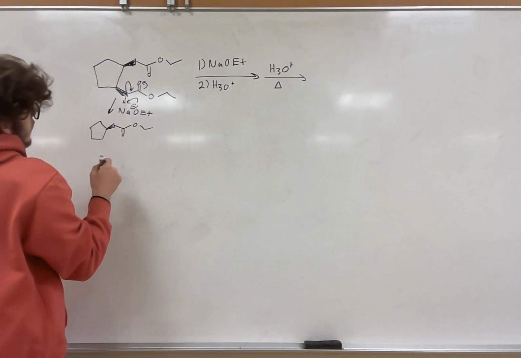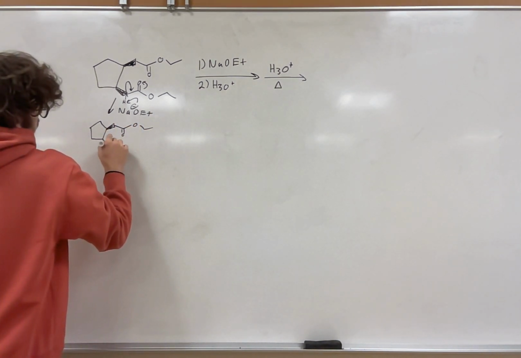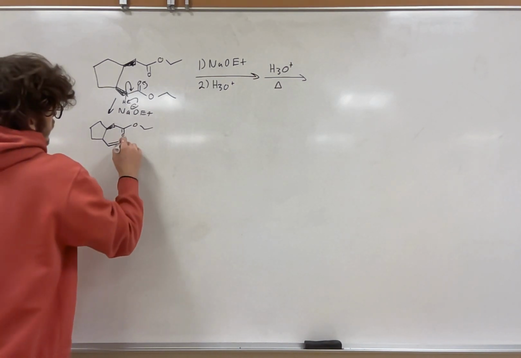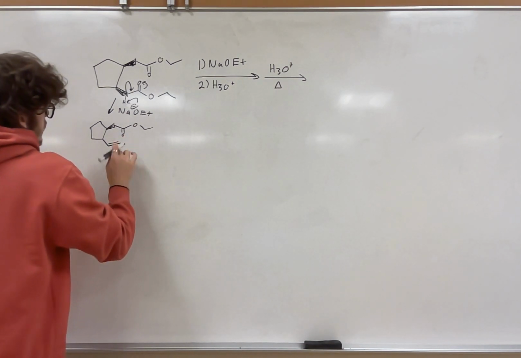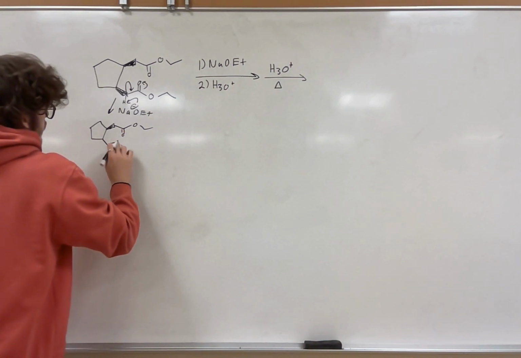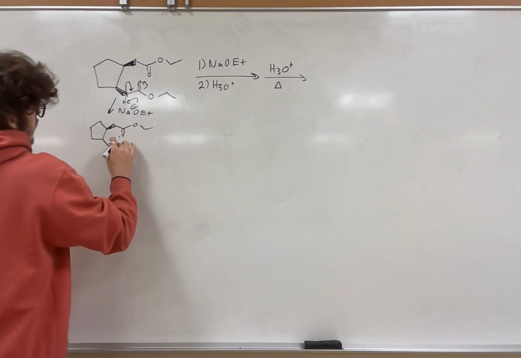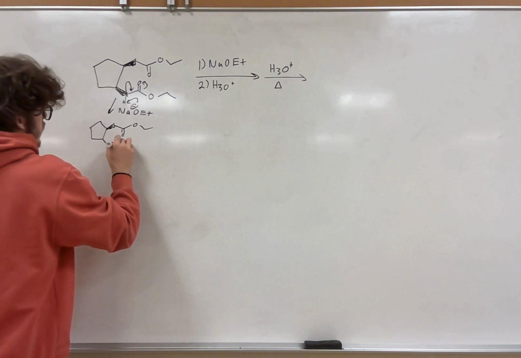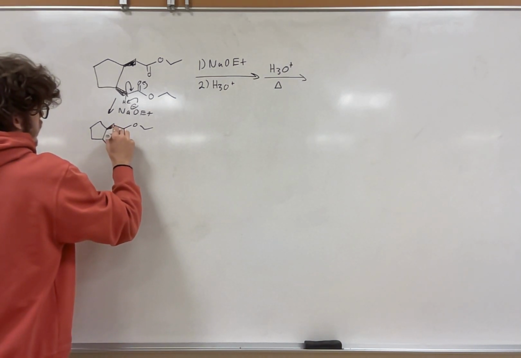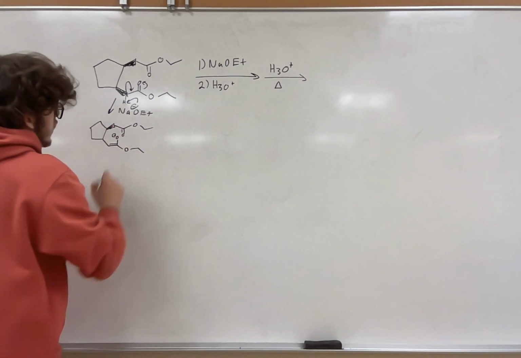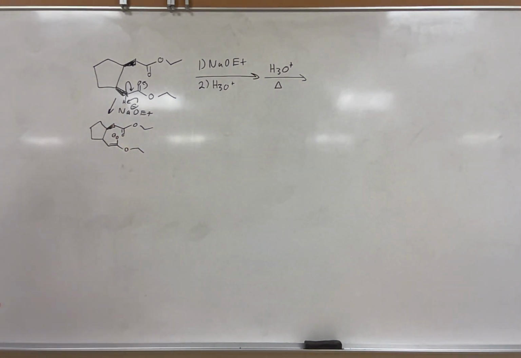And I'm going to try my best to keep our bonds here as far away from each other as possible, so we don't get mixed up, although that is seeming to be quite challenging. So here we have our enol, our enolate, and you can see it has a negative charge.